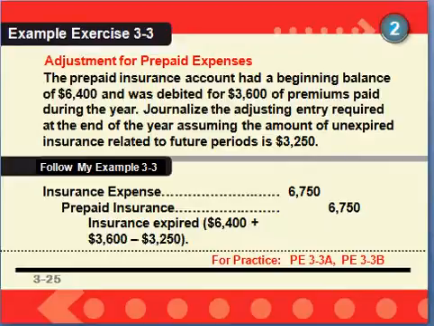And so that one's pretty straightforward. We started out with $6,400 in the prepaid expense, paid out another $3,600 for additional prepaid insurance, which gave us $10,000. We know that we still have $3,250 that will be used in future periods, and we subtract that from the $6,400 and the $3,600 added together, and we get $6,750.